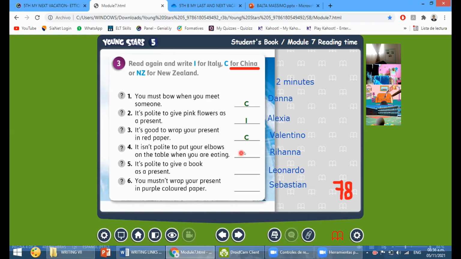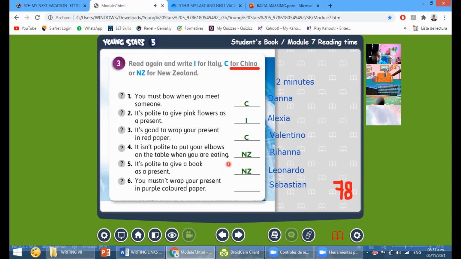Rihanna, please, four. It isn't polite to put your elbows on the table when you are eating. New Zealand? Yes, good job, Rihanna. Is it polite? No, it's not polite to put your elbows, that's elbows, on the table. Thank you. Leonardo, five. New Zealand, teacher, it's polite to give a book as a present. Excellent, yes. That talks about New Zealand.